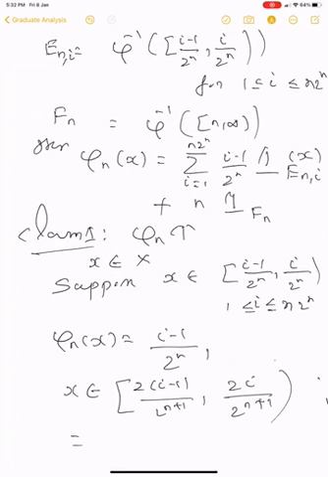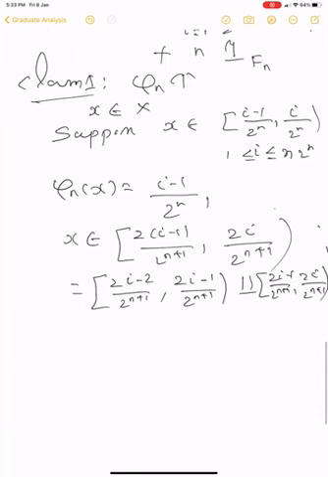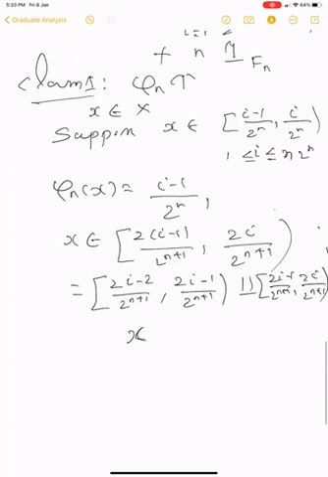Okay? If x is in that interval, it's same as this interval. But this interval is a disjoint union of these two things: 2i minus 2 by 2 power n plus 1 to 2i minus 1 by 2 power n plus 1, okay? Union 2i minus 1 by 2 power n plus 1 to 2i by 2 power n plus 1. Okay? Now if x is here, then phi n plus 1 x is the same as I minus 1 by 2 power n, which is equal to phi n x.